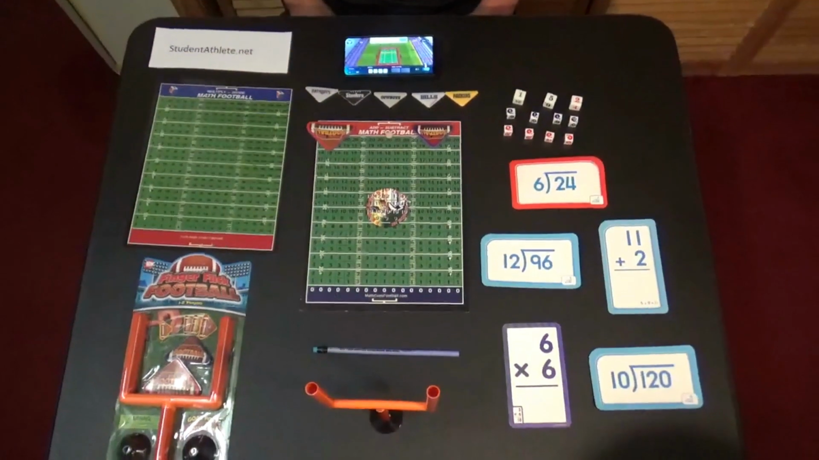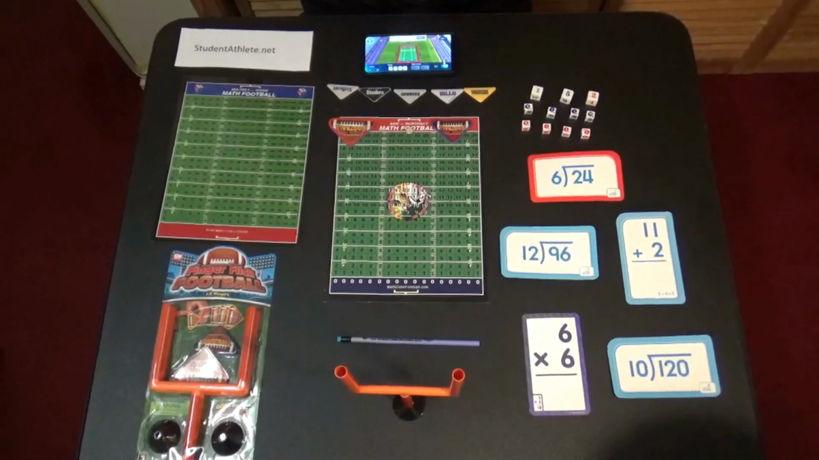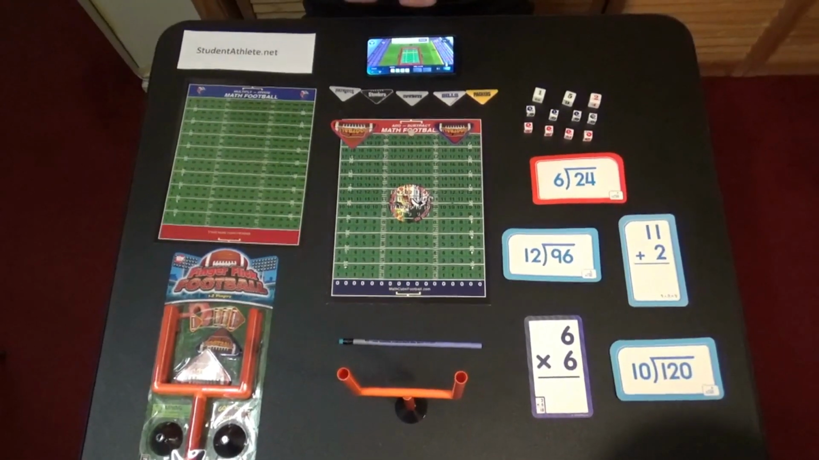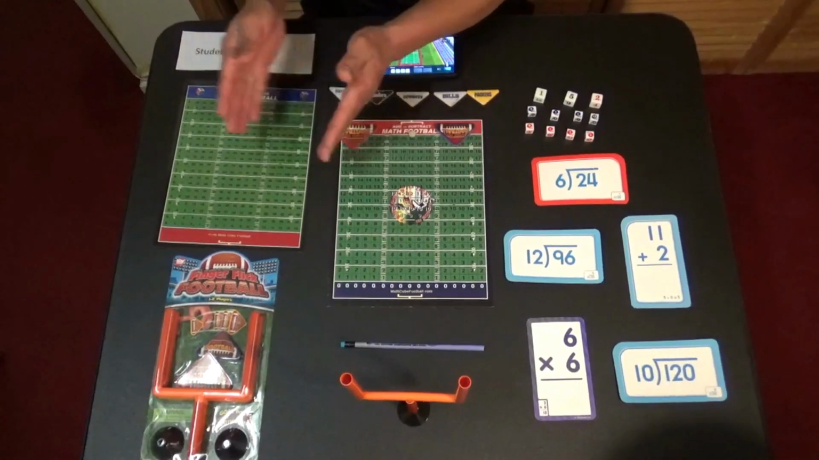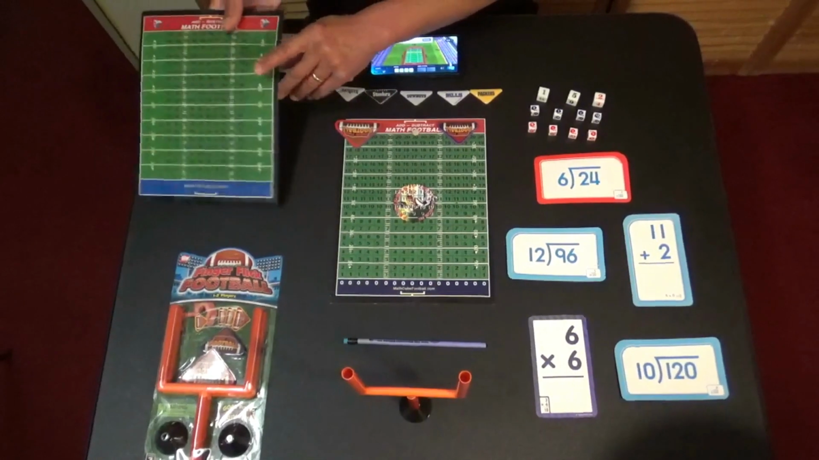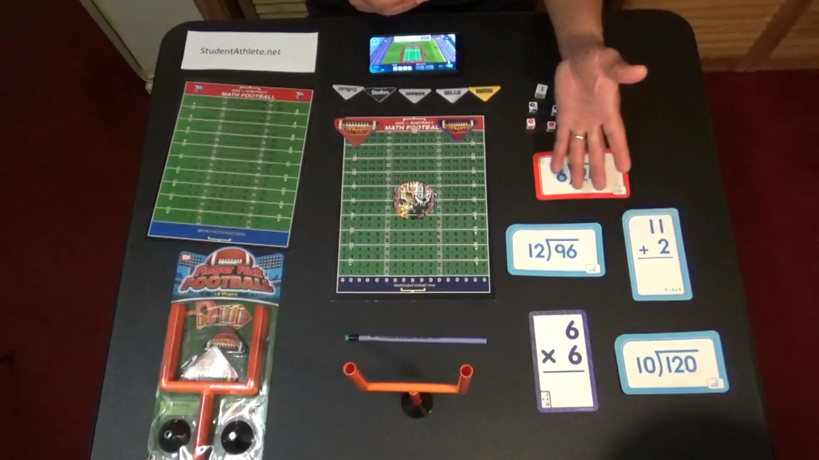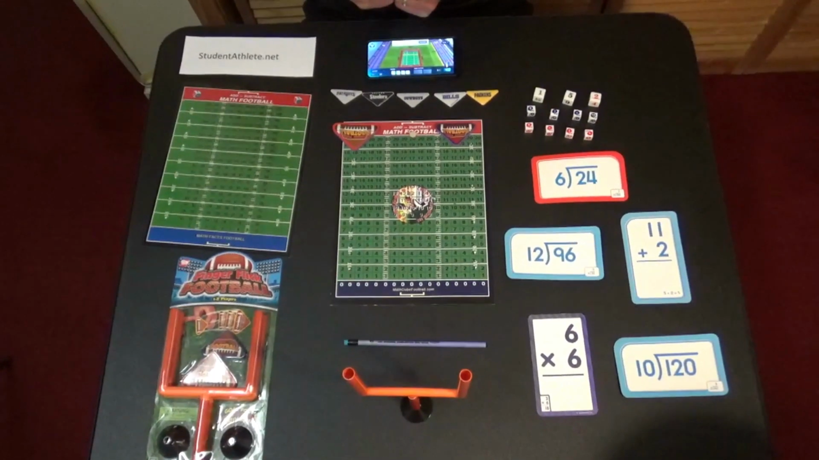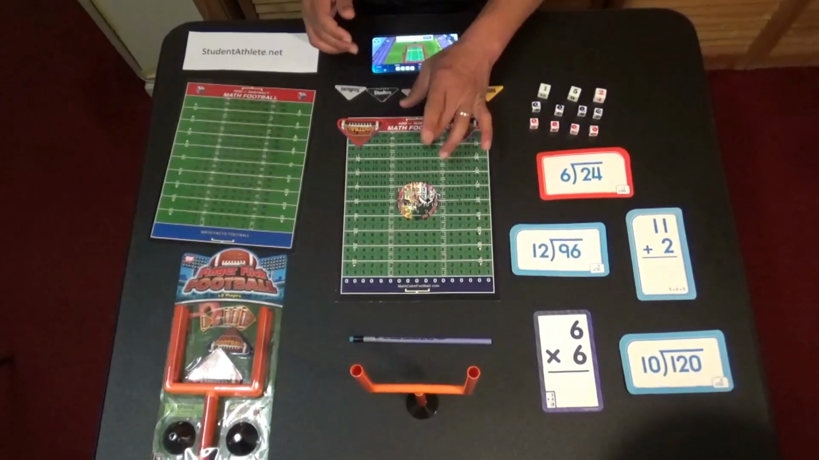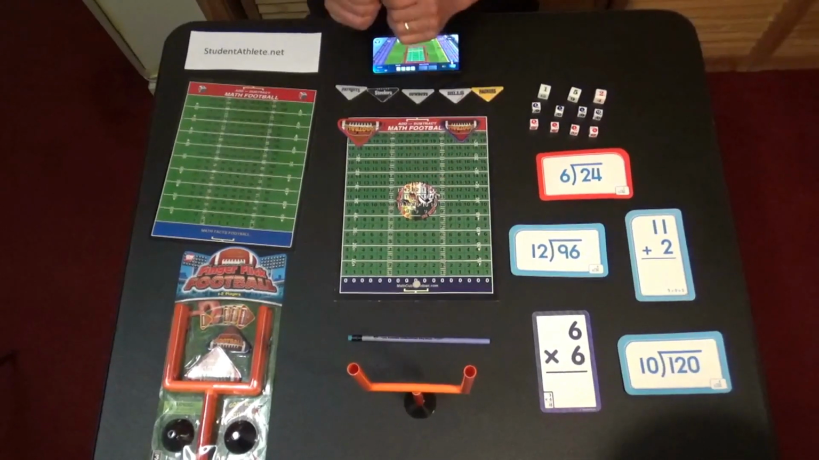For the classroom or at home, you can get the downloads to these surfaces for free at studentathlete.net. Students may use the number line, the multiplication table, and the 200 chart surfaces to get correct answers to equations. Reward correct answers with turns to try to score a touchdown, needing to at least have part of the ball in the end zone. 1 turn per correct answer.